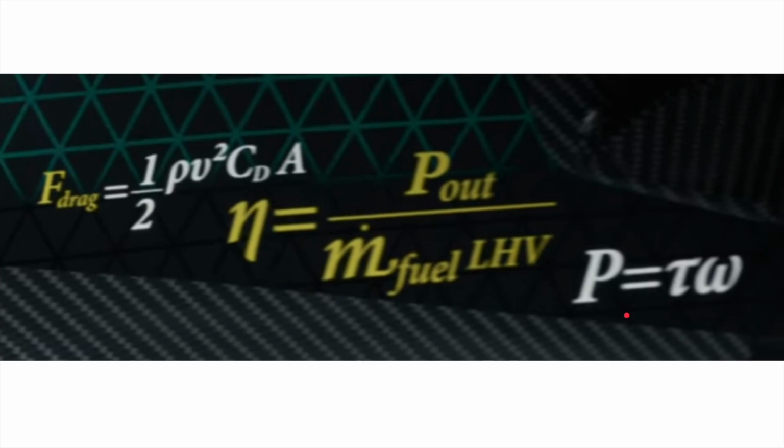Next equation on the right here is probably the simplest on the list. It is simply the power, P, of a rotating body, where the Greek letter tau is the torque or moment, and omega is the angular velocity. Moving on to the front wing.